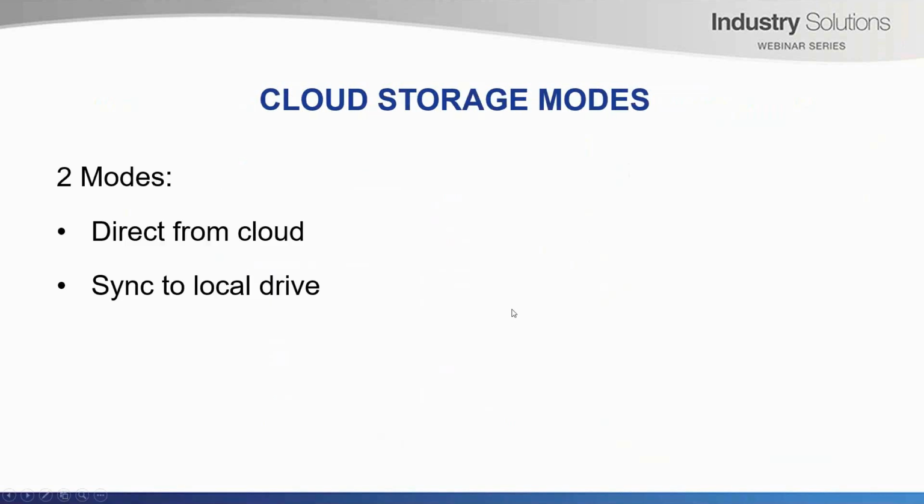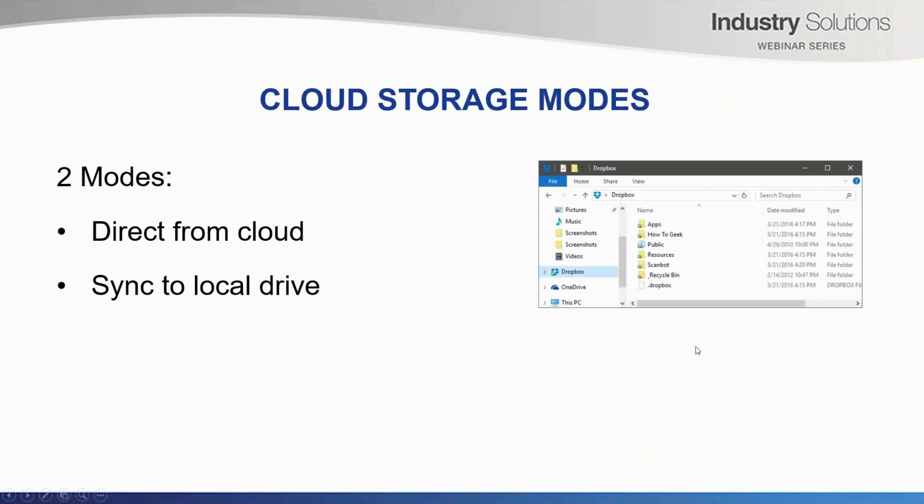So where do we go from here? We've got cloud storage. First of all, there are two modes that you can set these systems up. Firstly, you can run directly from the cloud, or you can synchronize data from the cloud into a reserved location on your local drive. So you can see here I've got links for both Dropbox and OneDrive on the left-hand side, and then you've got a standard folder structure. So it's pretty much just a separated workspace on your drive.